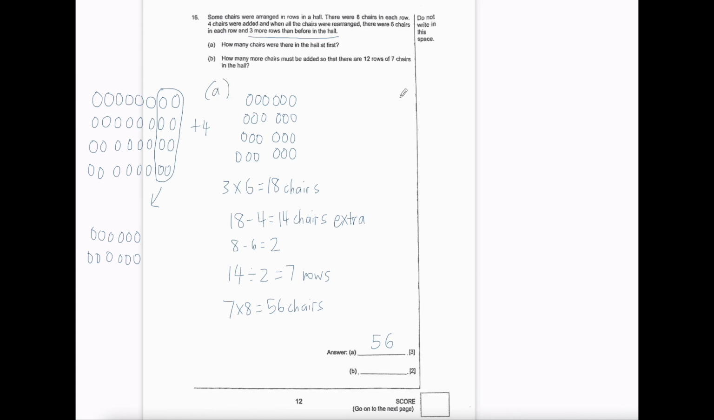Okay, so let's move on to part B. How many more chairs must be added so that there are 12 rows of 7? 12 rows of 7 means there are 84 chairs. Okay, so at first I have 56 and then I added 4 chairs. That means I have 60 chairs. So I just need to take 84 minus 60, and I'll get 24 chairs.